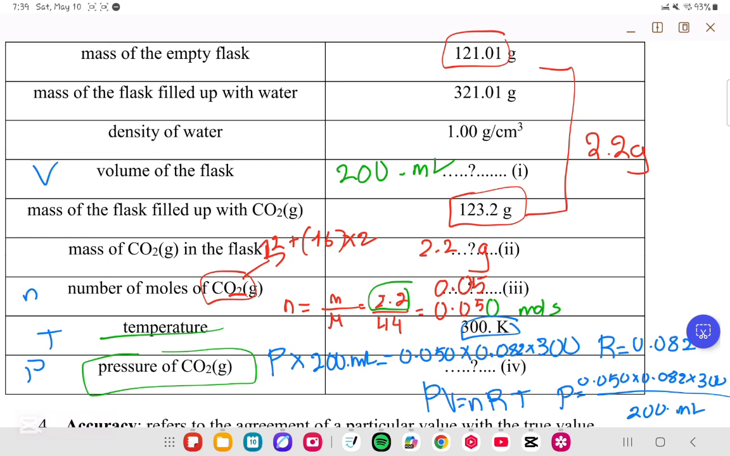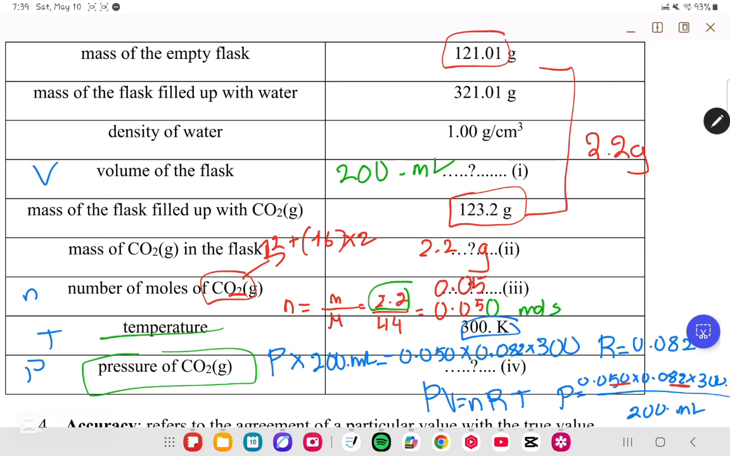Times 300 over 200 milliliters, you're going to get an answer which you round to the correct number of significant figures, which you can see very clearly, it is what? You will take the least significant figure. So this is 2, this is 2. So definitely you will take it as 2 since the least significant figures is 2. So I got 6.15, okay?